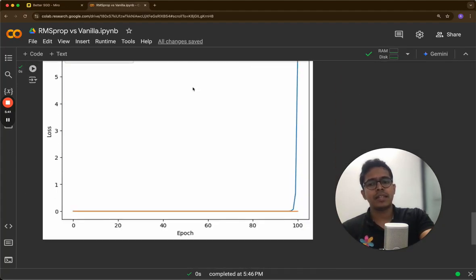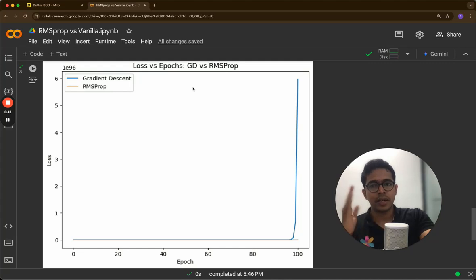And you will see the same thing with loss. See, the loss is diverging. Loss is 10 raised to 96 for the normal gradient descent, whereas RMSprop loss is very close to 0.